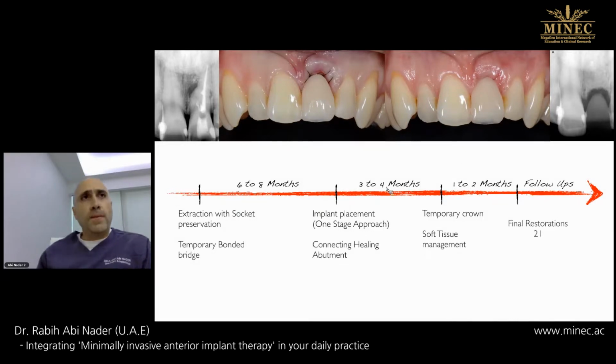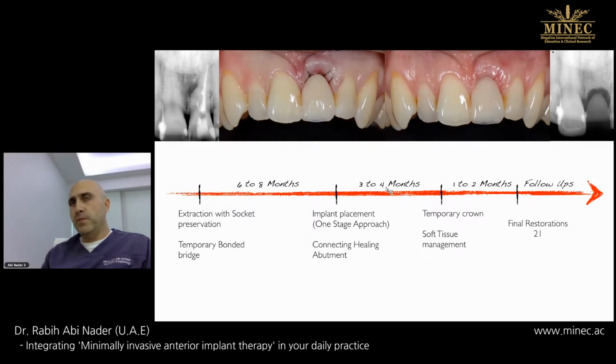So in the beginning, you can see again the situation how it was. At that time, because of this radiolucency, we decided to do socket preservation, not to take any chances with the immediate implant. So extraction, socket preservation, and temporary bonded bridge. And you have to wait 6 to 8 months before you can think about placing the implant. Then in this case, we placed the implant, and then again we waited 3 months before we put a temporary crown.